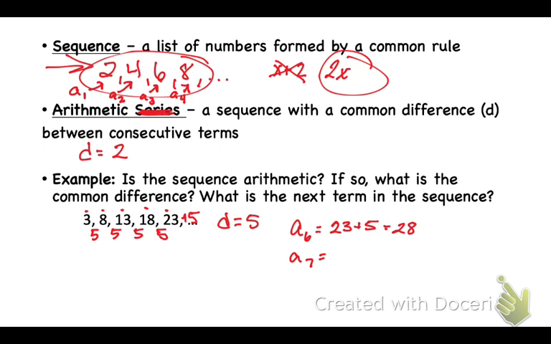It'd be 28 plus 5, which is 33. Okay, what we're doing right now is called a recursive definition.